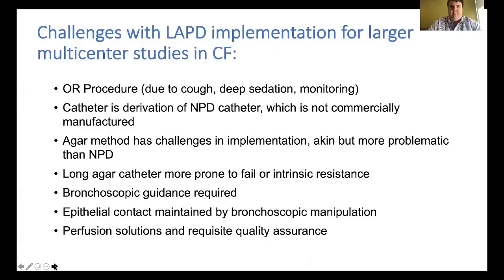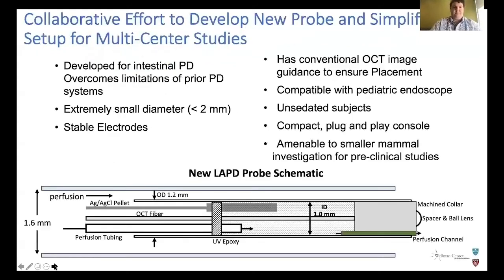As we stated earlier, there are numerous challenges with LAPD implementation for larger multi-center studies in CF, including the fact that it's an OR procedure due to deep cough and deep sedation required. The catheter is derivative of the NPD catheter, which is not commercially manufactured. The agar method for the non-perfusion probe is more problematic due to the long catheter length. Bronchoscopic guidance is required, which requires multiple staff, and maintaining epithelial contact during bronchoscopic manipulation is particularly challenging for inexperienced operators.